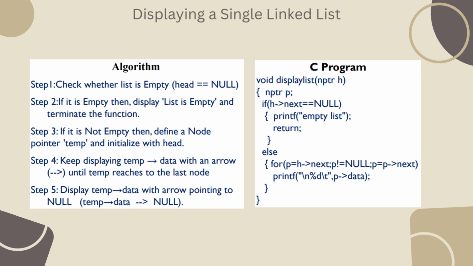Step 4, keep displaying temp data until temp reaches the last node, that is, when the address part of the last node is null, which indicates that the last node has been reached. Display temp data. Let us see the representation of a linked list in memory.